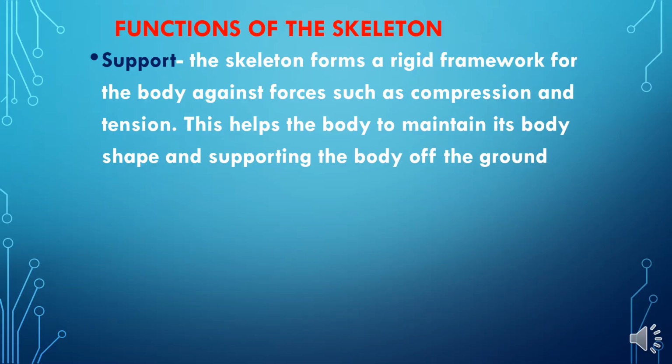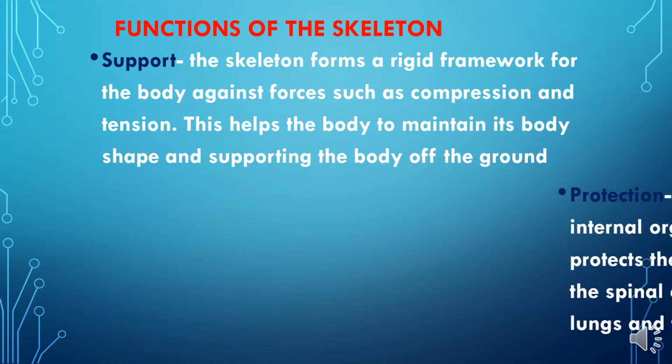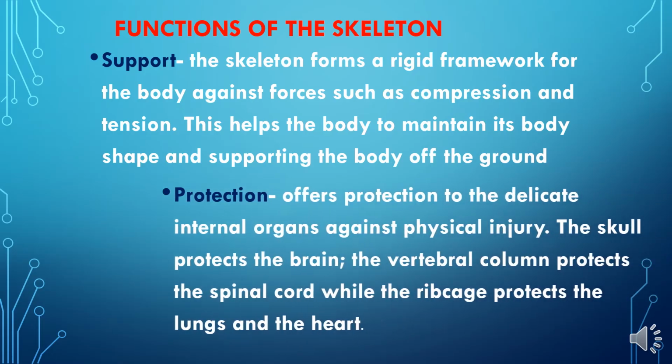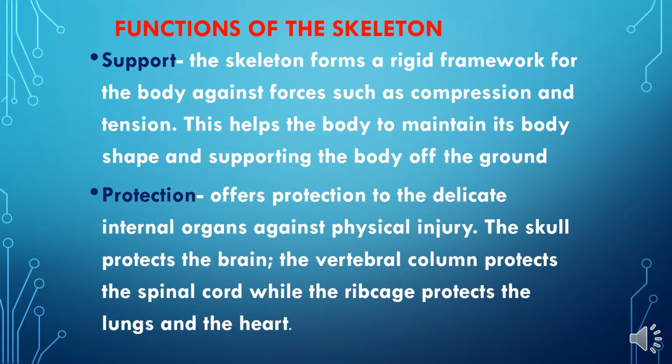Number one is support. The skeleton forms a rigid framework for the body against forces such as compression and tension. This helps the body to maintain its shape and supports the body off the ground. Number two is protection. The skeleton offers protection to the delicate internal organs against physical injury.